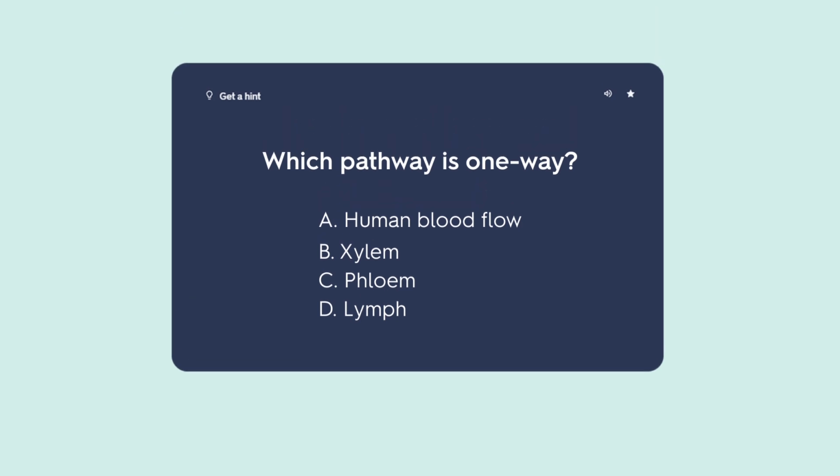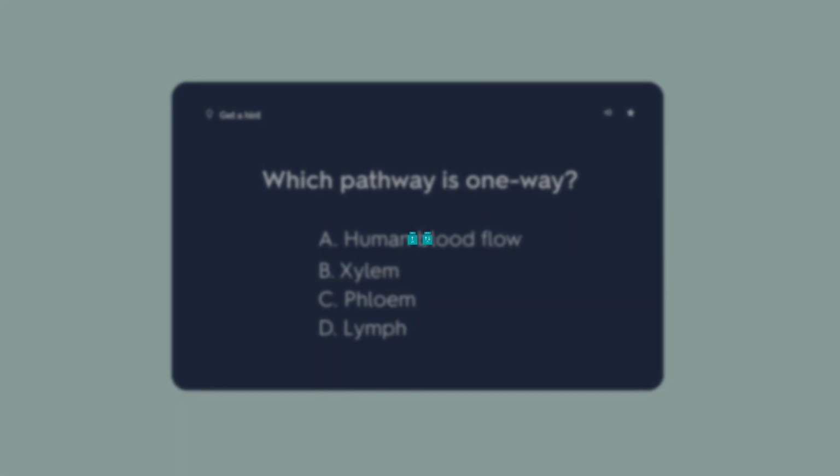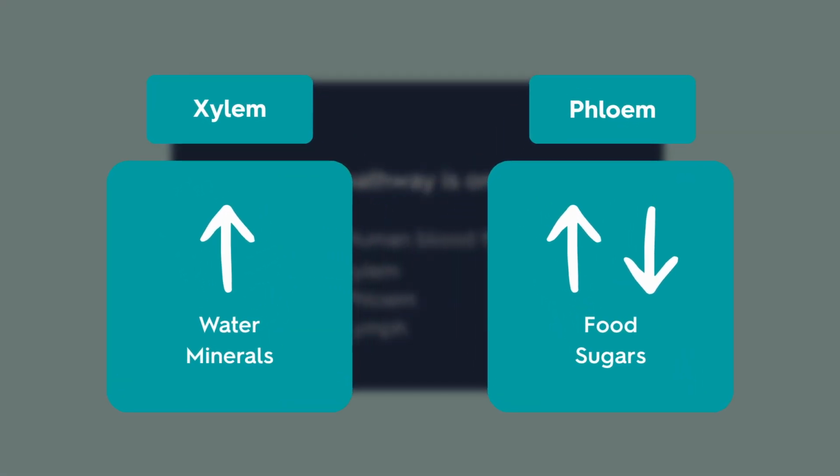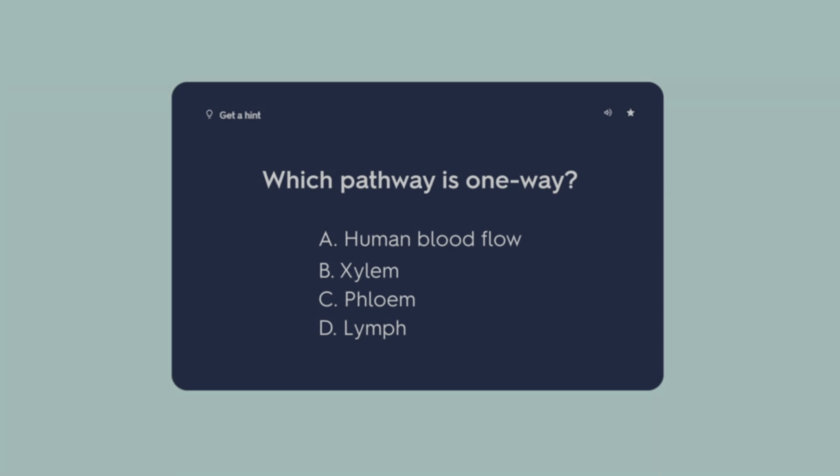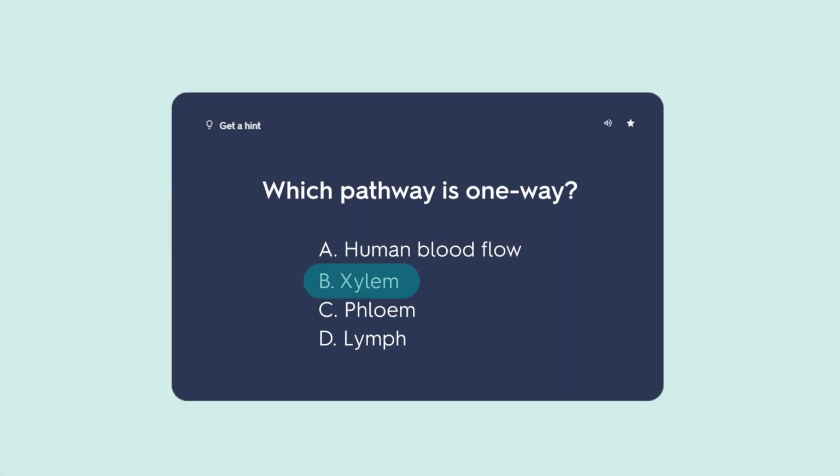Going back to the pop quiz from the beginning, xylem is the one-way path, mainly moving water upward. Phloem can go in both directions, depending on where sugar is needed. So the correct answer is B.